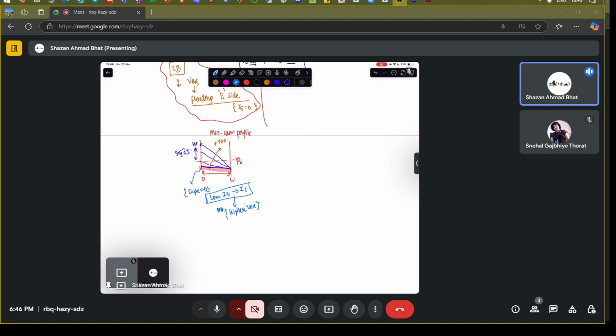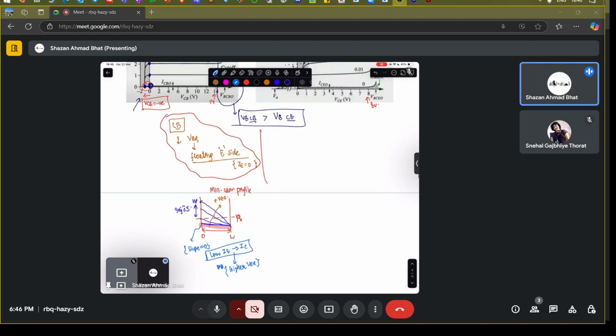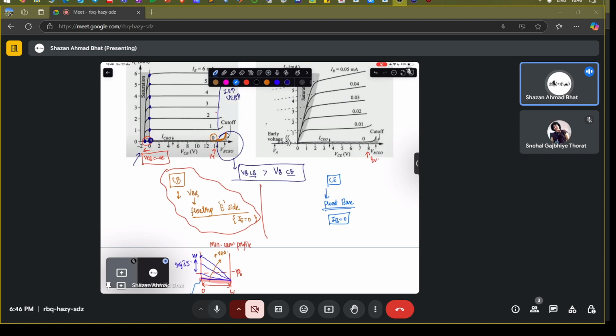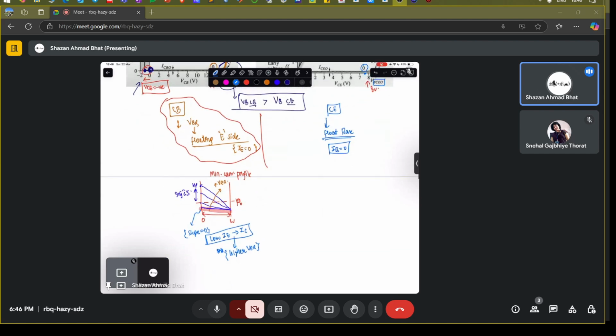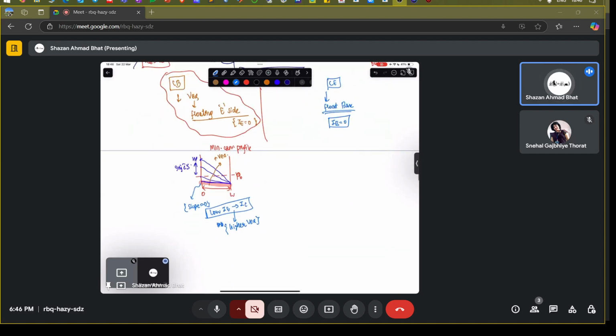Okay. Now, what is going to happen if we measure it for a common emitter configuration? For a common emitter configuration, we float the base. It's called as floating base. That means we make IB equals to zero. That is what basically is shown in this plot. If you make IB equals to zero, then you start increasing the collector to emitter voltage, and you saw what is going to basically happen.